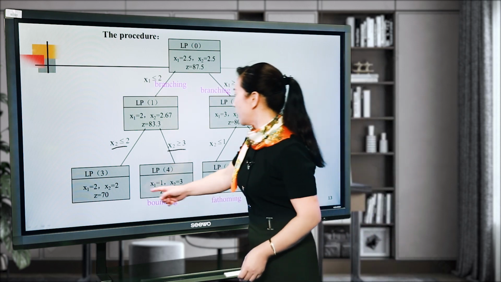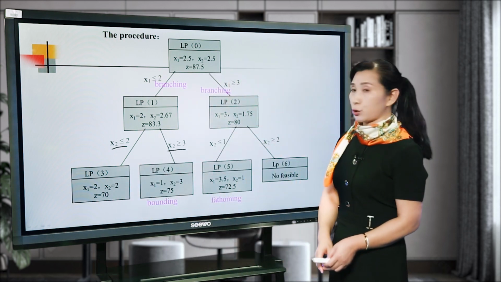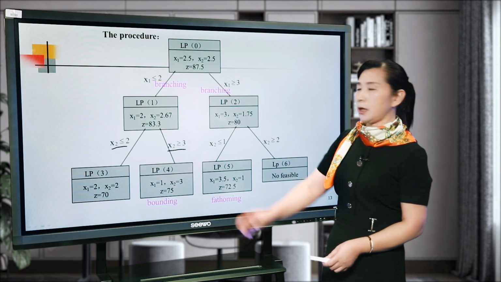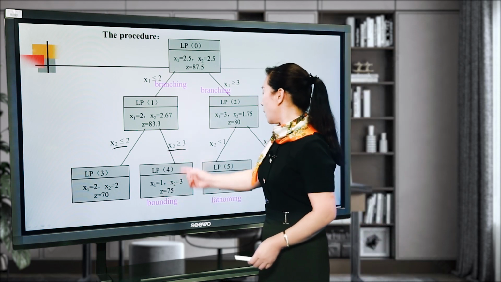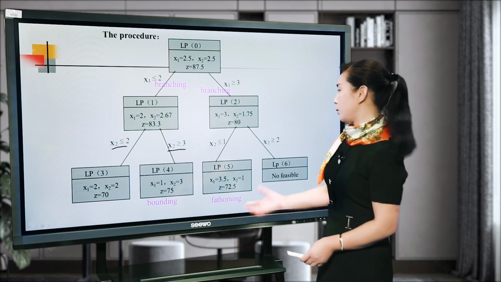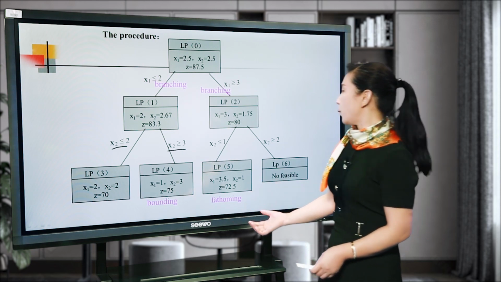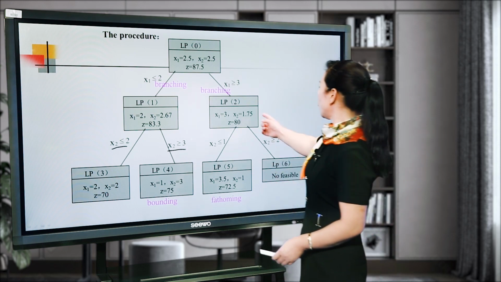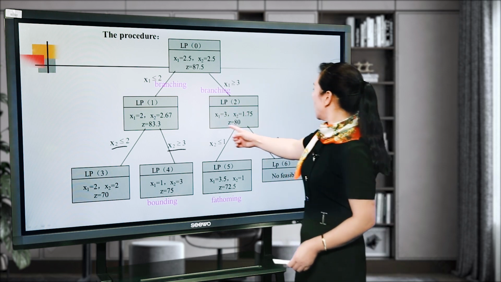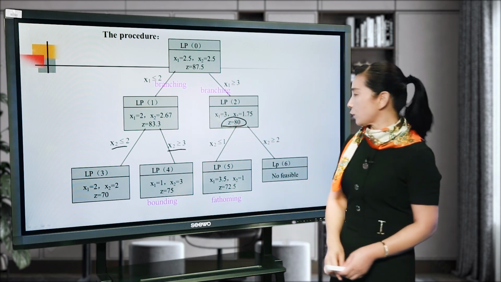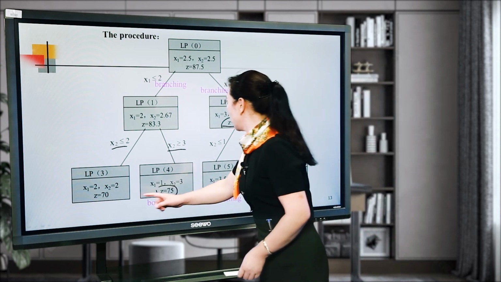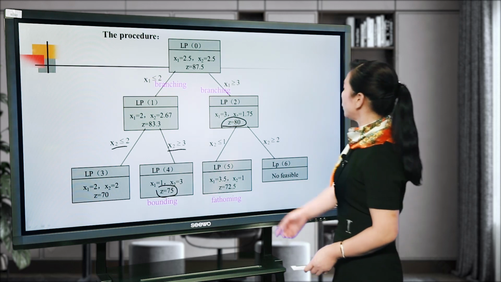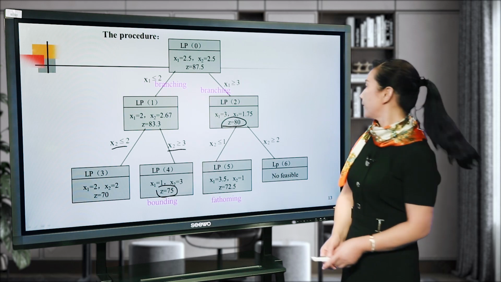We solve these problems and get x1 and x2, and we notice the optimal solution is an integer solution. So we can stop here. On LP4, we also get an integer optimal solution, so we stop here too. And we notice that in LP2, the objective value is 8, which is greater than this integer solution's objective value. So we need to branch it too.